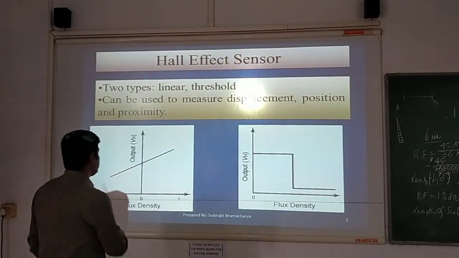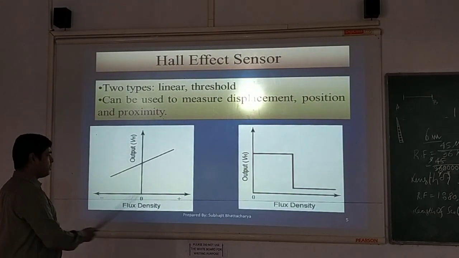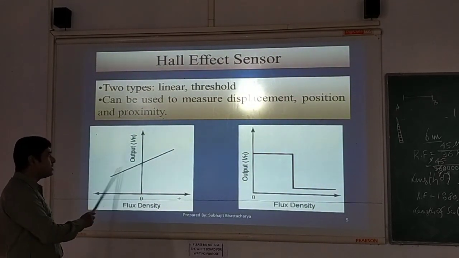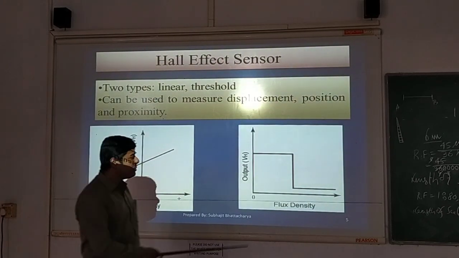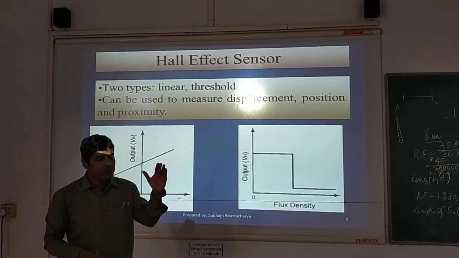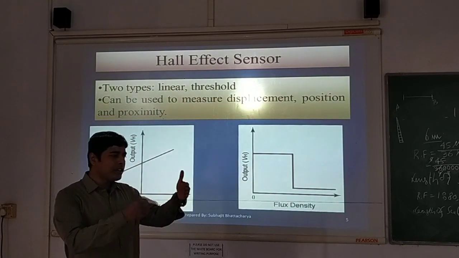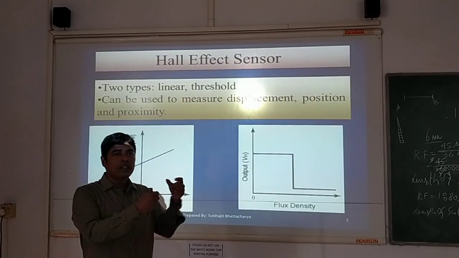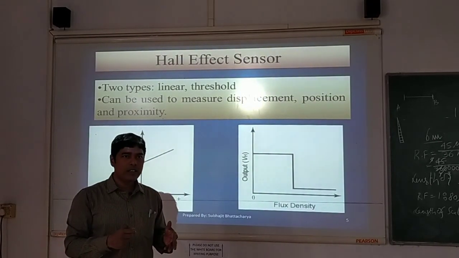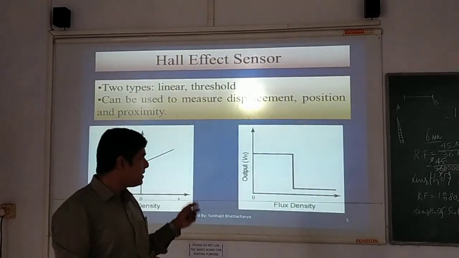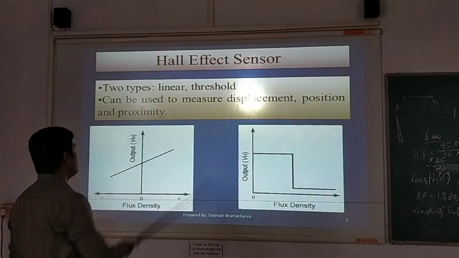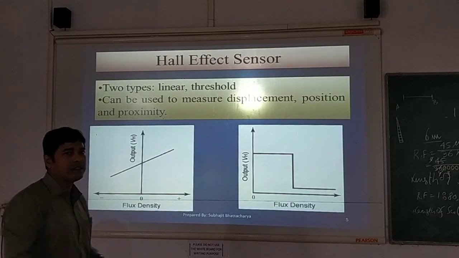And of the two types, one is linear, that is, according to displacement or according to the distance or range, the Hall potential will continue to change linearly. And one thing can be done as a threshold. If the object comes to a particular distance, a particular proximity, then only it will trigger a switch. It can be done like this. So that is known as the threshold type of Hall effect sensor.